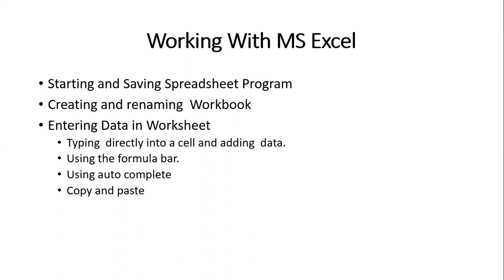There are various ways, and we've already discussed all these in the theory. The first one is typing directly into a cell, adding data. The second one is using the formula bar. You see the formula bar. The third one is using the autocomplete that is generally provided by the MS Excel program. And the last one is copy and paste. Those are the ways you will be seeing for entering data in a worksheet program. So let's dive into it.